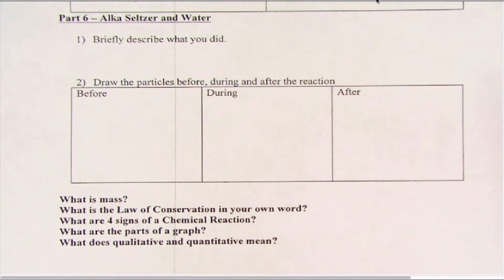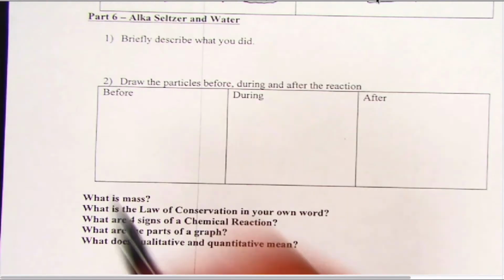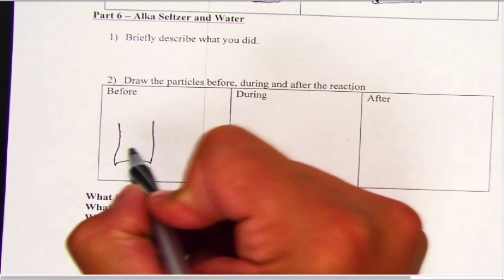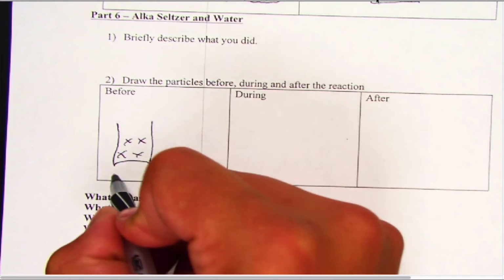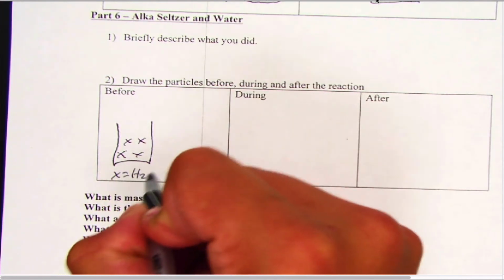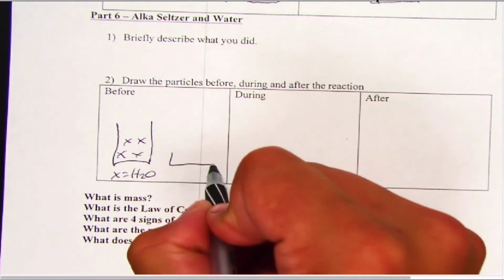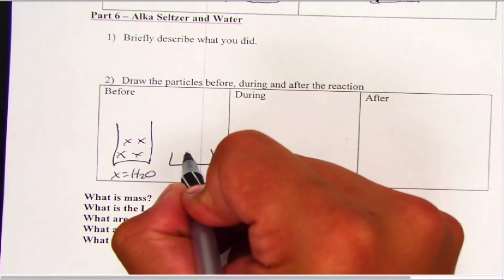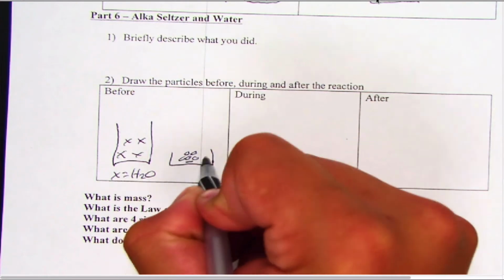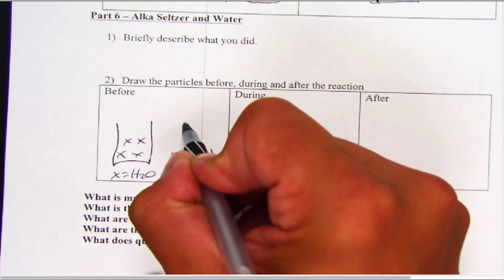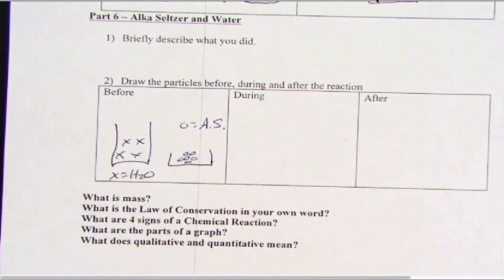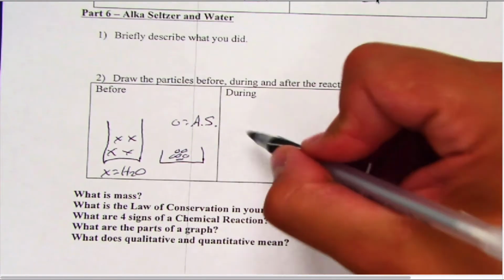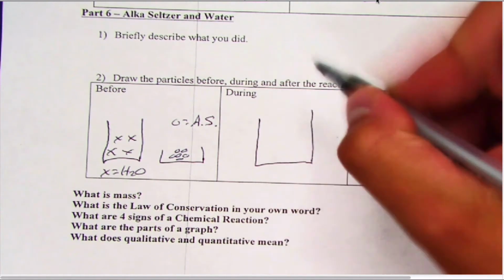All right, so what we had here is we had in the cup, X's. And the X's from the previous one was water, so X is equal to H2O. And then in our little cap, we had, say, a tablet. Okay, and here's a solid. This is going to be our Alka-Seltzer. So the O is equal to the Alka-Seltzer. All right, we abbreviate that with AS. Then we mix them together. So we put the cap on.